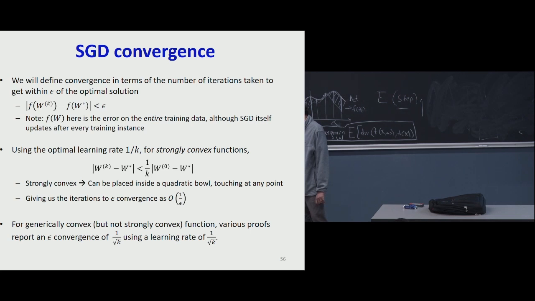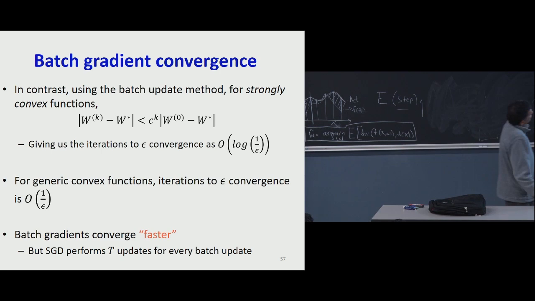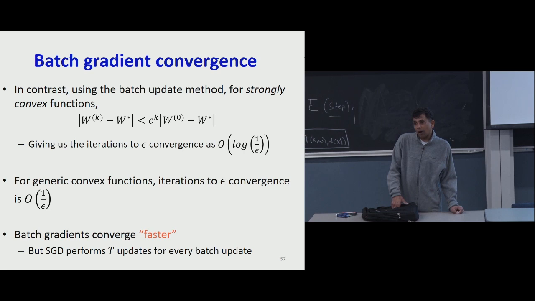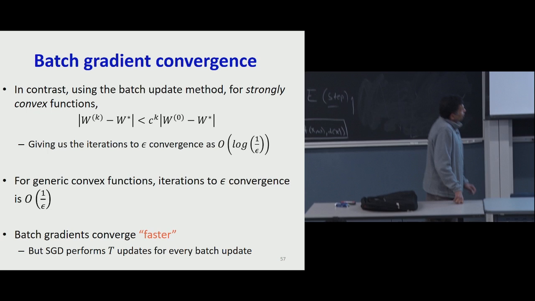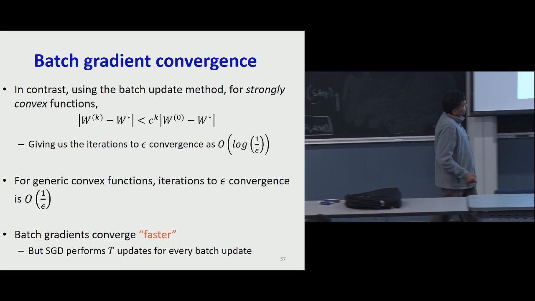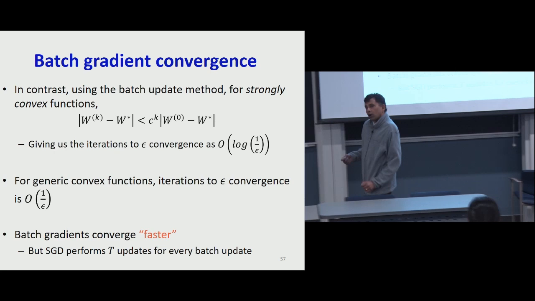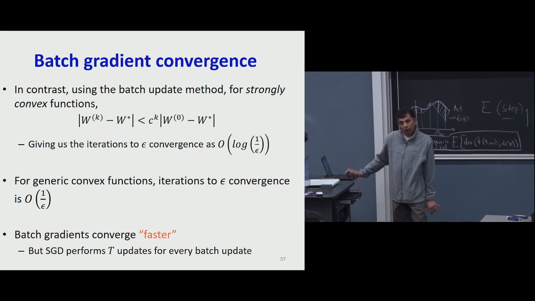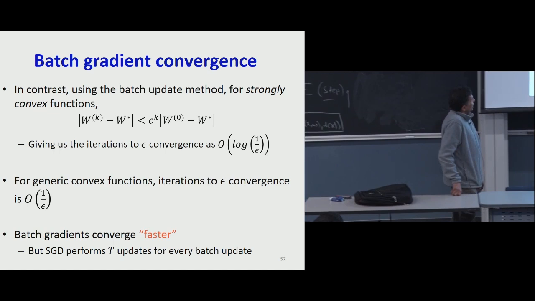Now let's compare this to batch gradient descent. In batch gradient descent, if you have a strongly convex function, then the rate of convergence is c raised to k, where c is less than 1. So you can see that this gets to the correct solution exponentially fast. Although we call it linear convergence because we're speaking in terms of logs. And so to get to within an epsilon of the optimum, the number of iterations you're going to need is order of log of 1 over epsilon. Whereas for stochastic gradient descent, you're going to need order of 1 over epsilon. The log obviously greatly reduces the number of iterations you're going to require to get to the solution. That's for strongly convex functions.